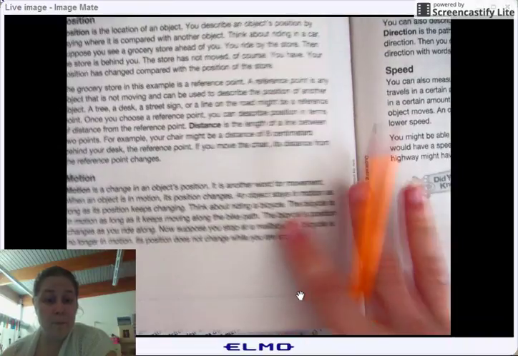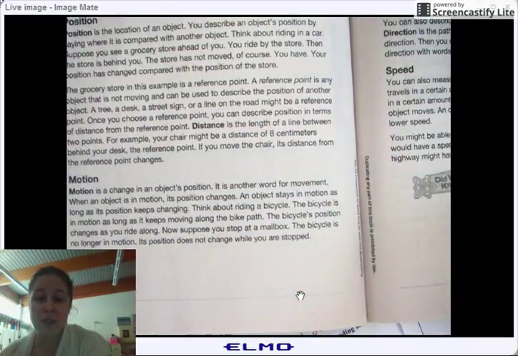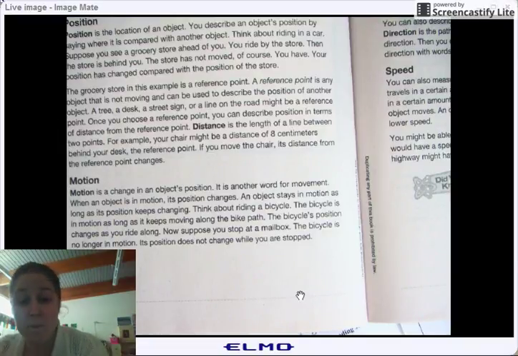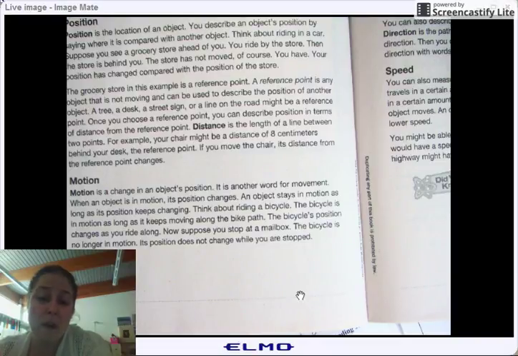Motion. Motion is the change of an object's position. It is another word for movement. Hint, hint. When an object is in motion, its position changes. An object stays in motion as long as its position keeps changing. Think about riding a bike. The bicycle is in motion as long as it keeps moving along the bike path. The bicycle's position changes as you ride along. Suppose you stop at a mailbox. The bicycle is no longer in motion. Its position does not change when you have stopped.